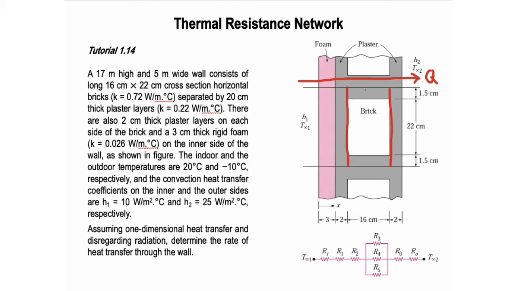So it means this one is 3, and this is 4, and this is 5. Okay. So it means this is 2, and this one is 1. This is I, inner, and this is 6. So the material for 3, 2, 5, and 6 is plaster. 4 is brick. 1 is foam.